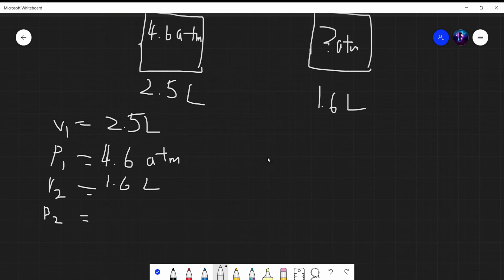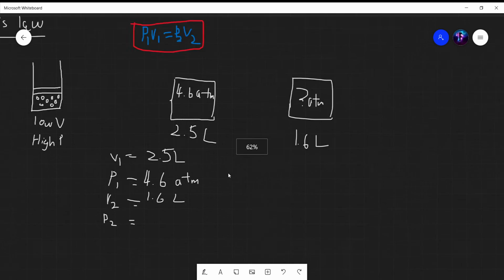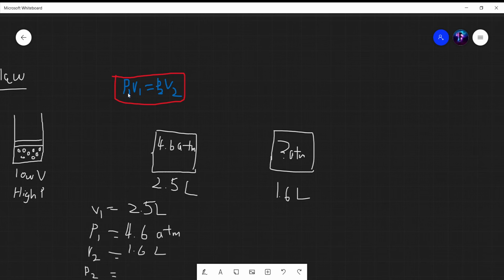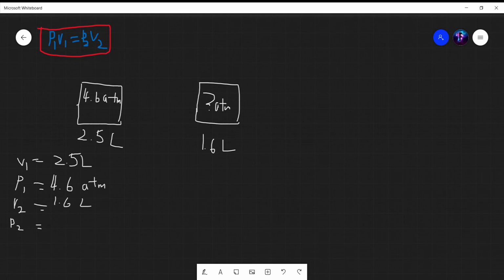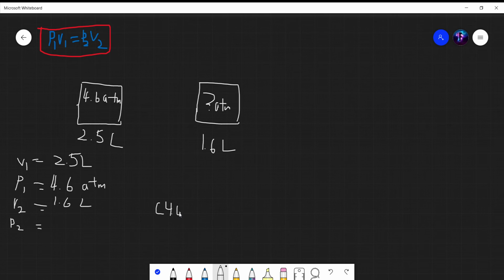Next, we're gonna solve the equation, so let's fill it in. Just a little reminder, the formula is P1 V1 equals P2 V2, so I'm gonna keep it at the corner. P1 is 4.6, so we're gonna write it in parentheses, 4.6 ATM. You also want to include the ATM.